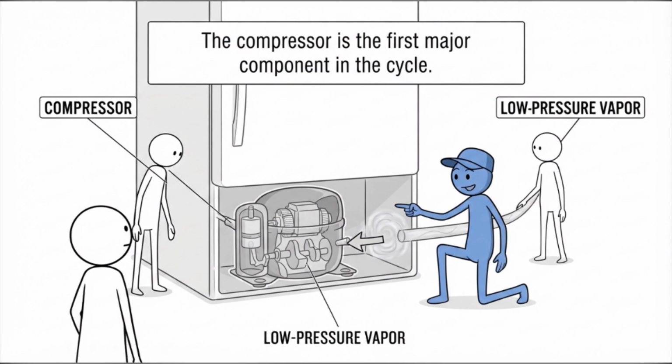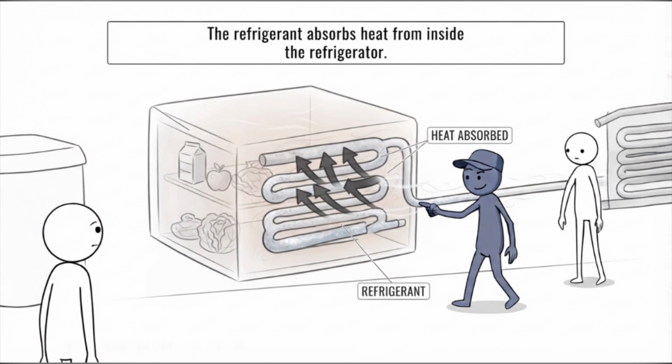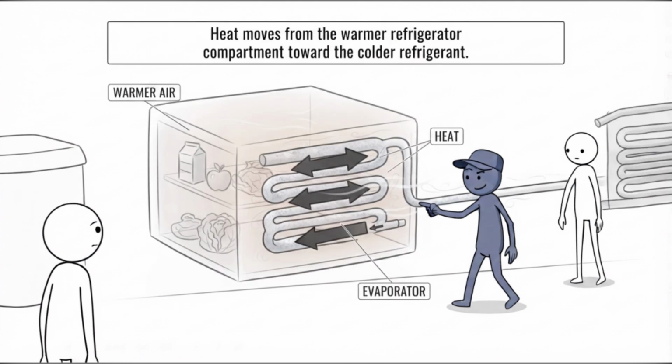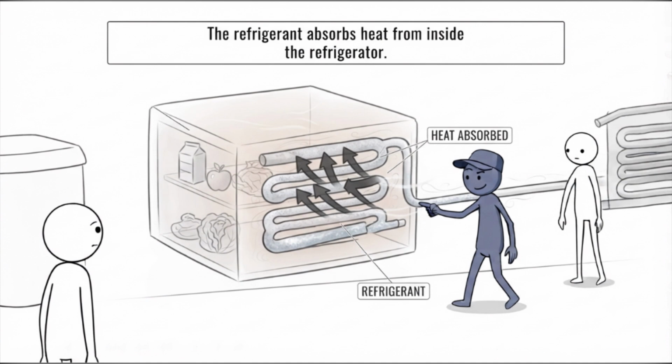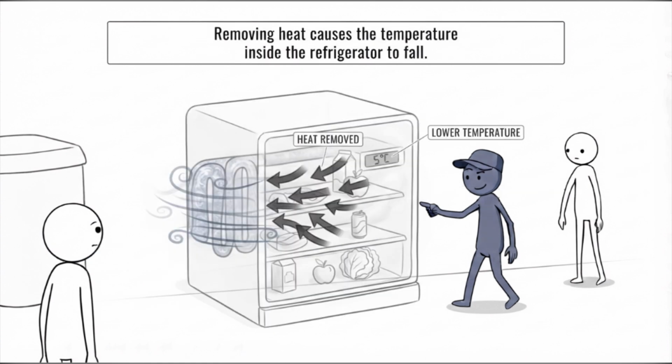The evaporator is located inside the refrigerator compartment or in a position where it can absorb heat from the refrigerated space. Now the main cooling process takes place. The cold refrigerant enters the evaporator. The air inside the refrigerator is warmer than the refrigerant. Heat therefore moves from the warmer air and food toward the colder refrigerant. The refrigerant absorbs this heat. As it absorbs heat, the refrigerant changes from a low-pressure liquid or liquid-vapor mixture into a low-pressure vapor. This is why the inside of the refrigerator becomes cooler. The refrigerator is continuously removing heat from the compartment.